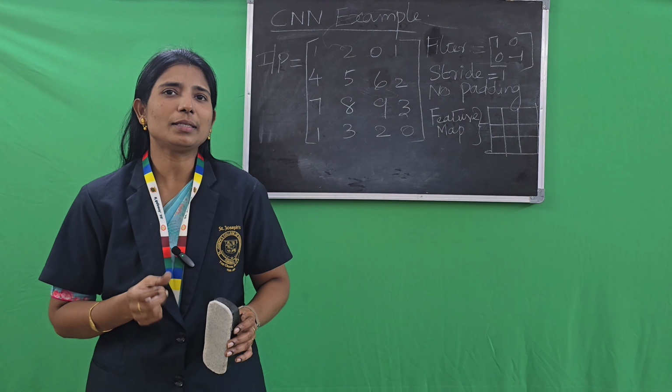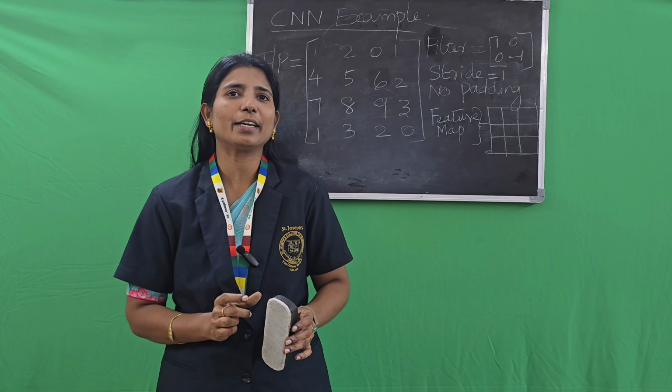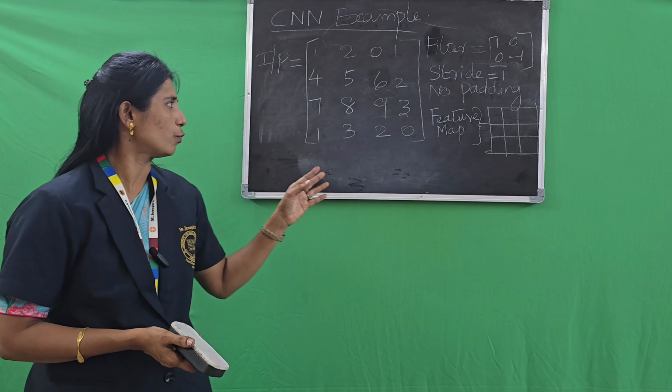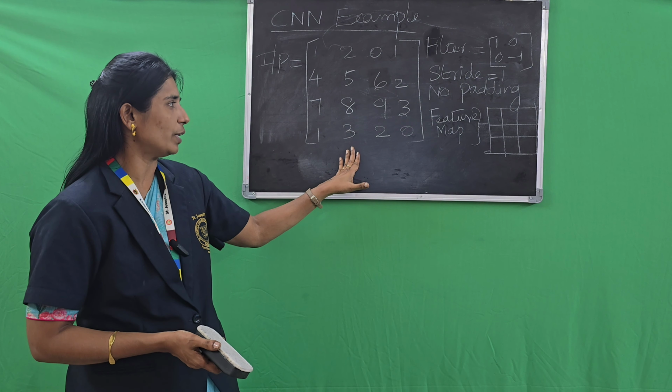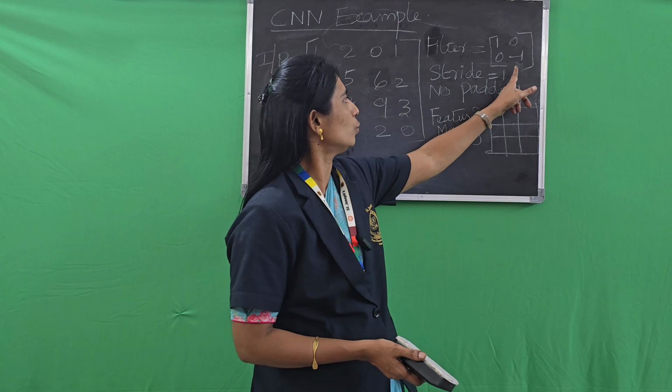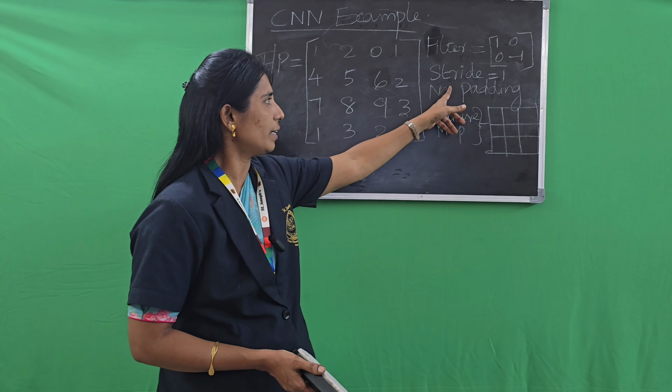Let's walk through a simple example of a CNN layer flow step by step. We'll start with a small 4 cross 4 image. This is the corresponding input matrix. And let's take a 2 cross 2 filter here. Then stride size is 1, no padding.